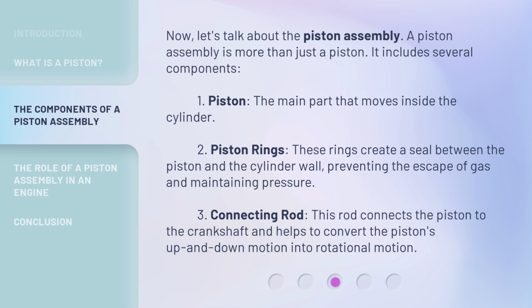2. Piston rings. These rings create a seal between the piston and the cylinder wall, preventing the escape of gas and maintaining pressure. 3. Connecting rod. This rod connects the piston to the crankshaft and helps to convert the piston's up and down motion into rotational motion.